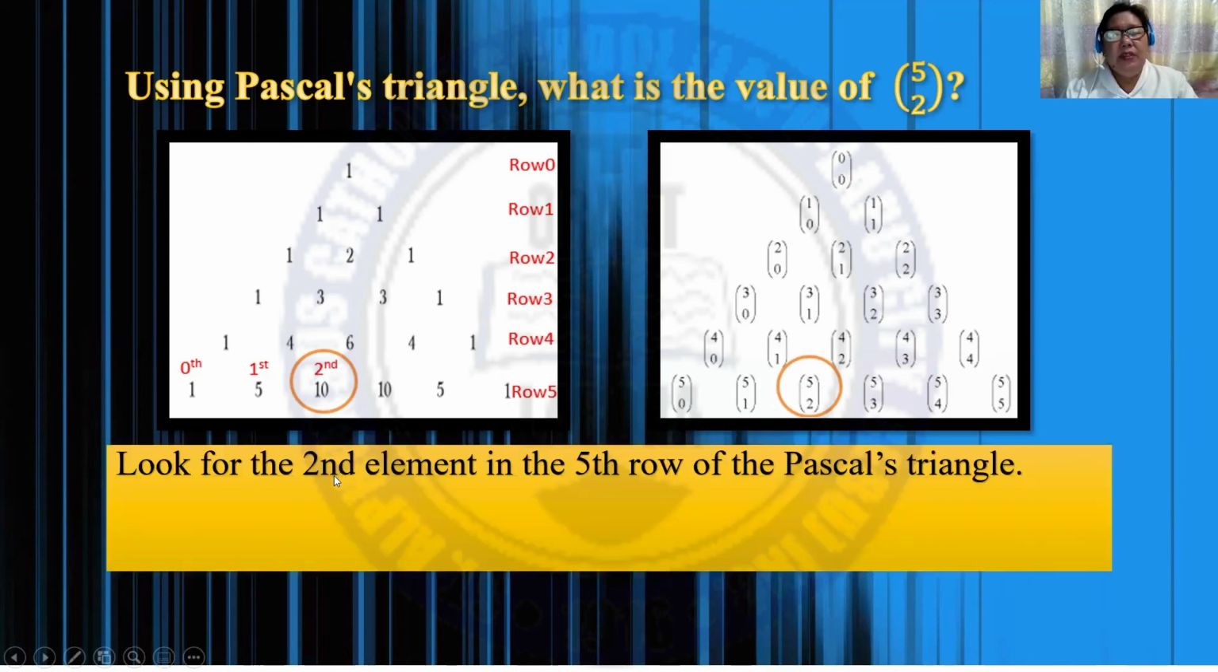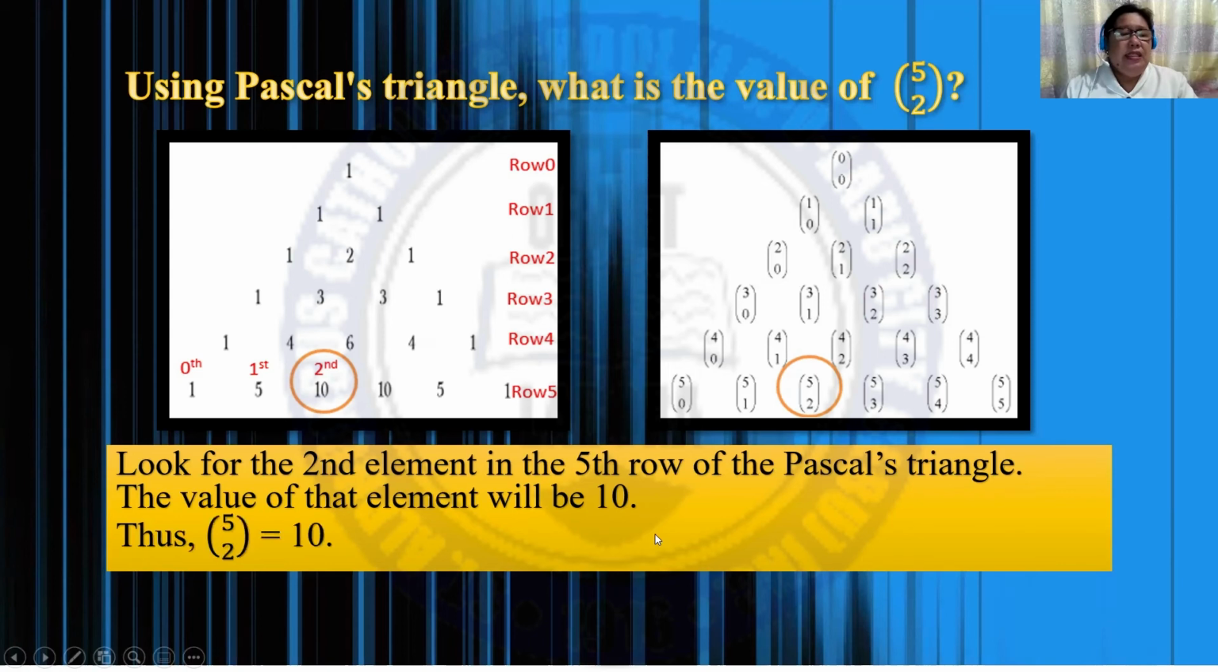So again, you have to look for the second element in the 5th row of the Pascal triangle, and the value of that element will be 10. And using your calculator, 5 choose 2 or 5 combination 2 is equivalent to 10.